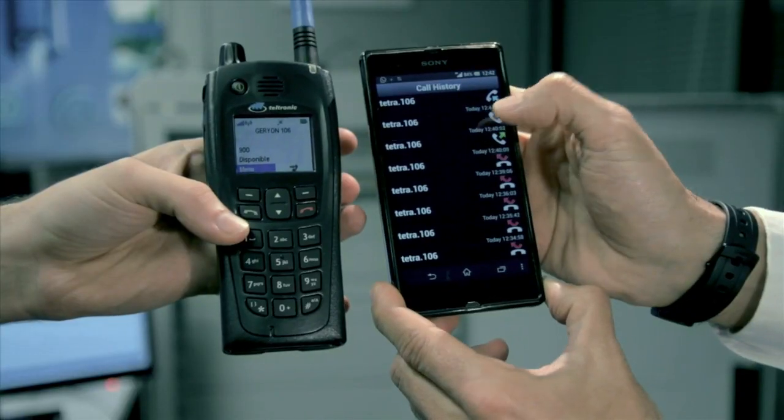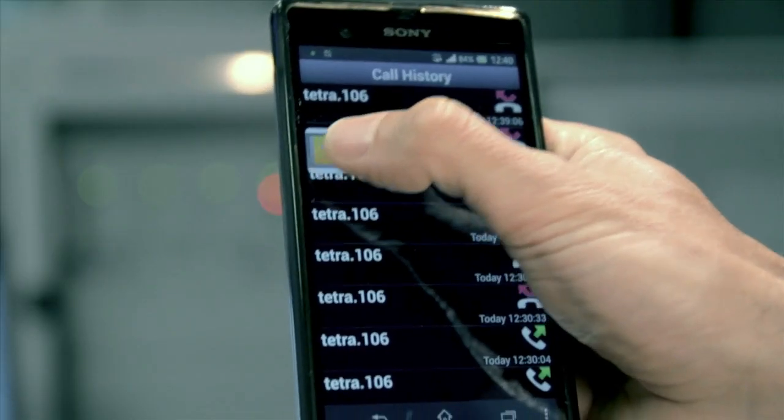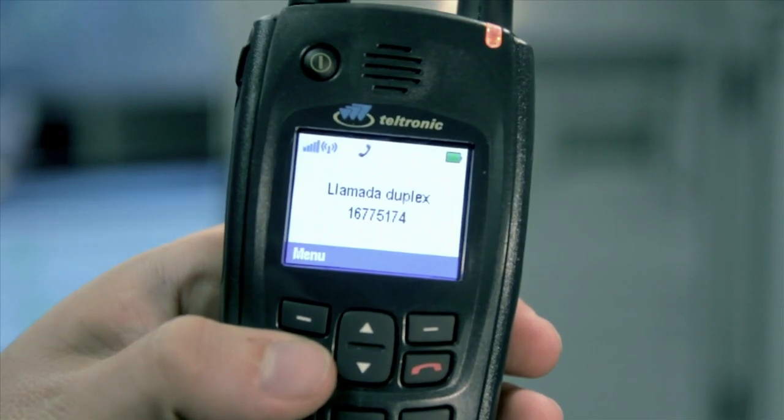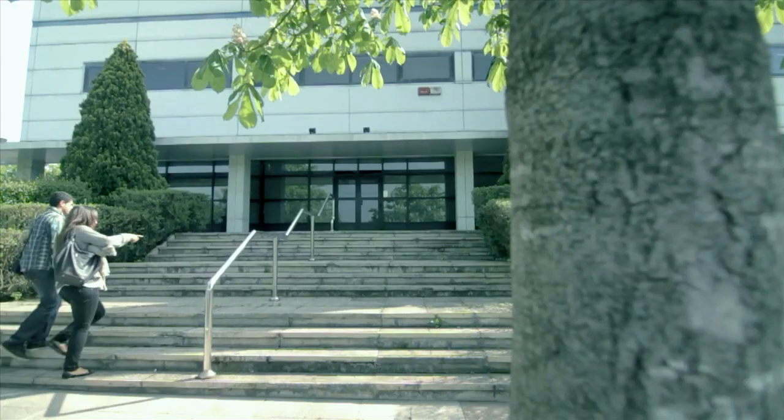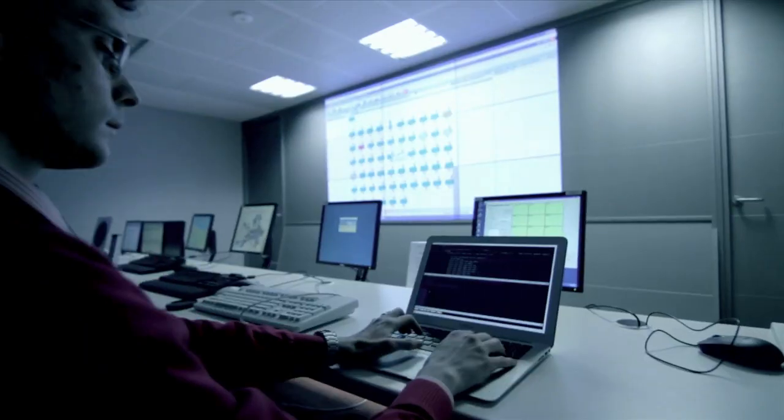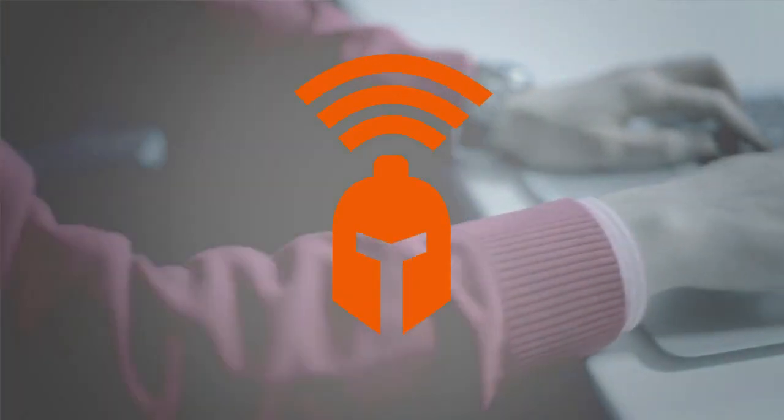Geryon achievements are a fact. The interconnection among first responder services is possible now, at a time when the need for secure, reliable, and advanced communications has never been more important.